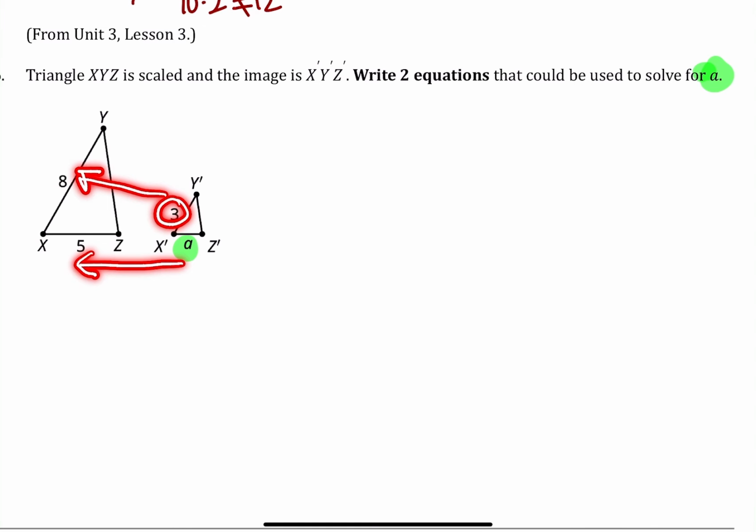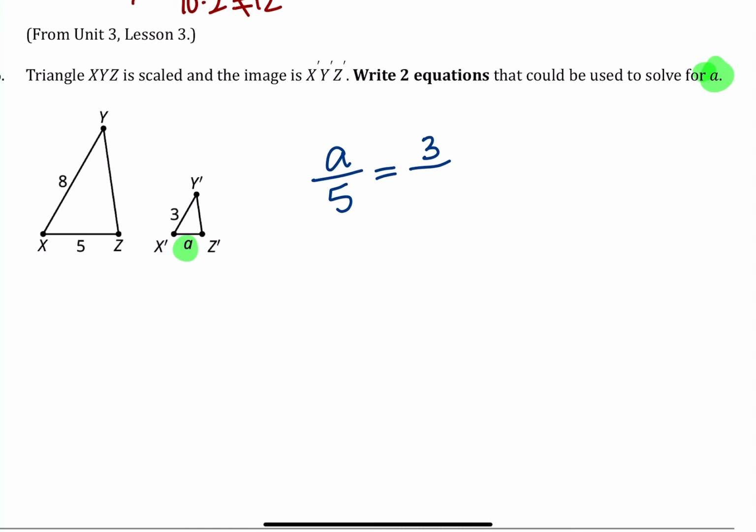I have to be consistent, but I like to have my variables in the numerator. So I'm going to say A over 5 equals 3 over 8. And so the basic pattern I was using here was from the small triangle over the corresponding part on the big triangle, and setting those equal.